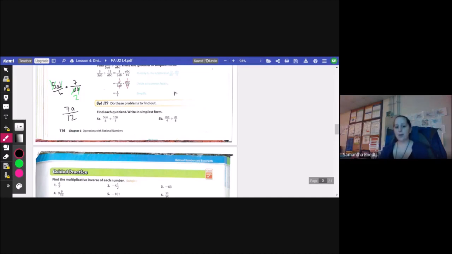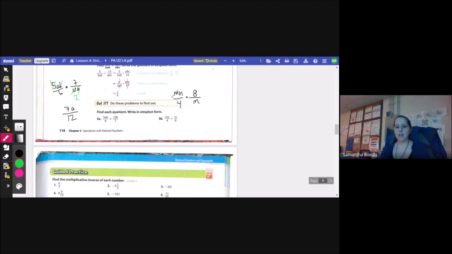Let's try b. mn over 4 divided by m over 8. Remember, I keep my first one the same. I change my division to a multiplication sign, and I flip my second number. Remember, it's also called multiplying by the reciprocal or the multiplicative inverse.